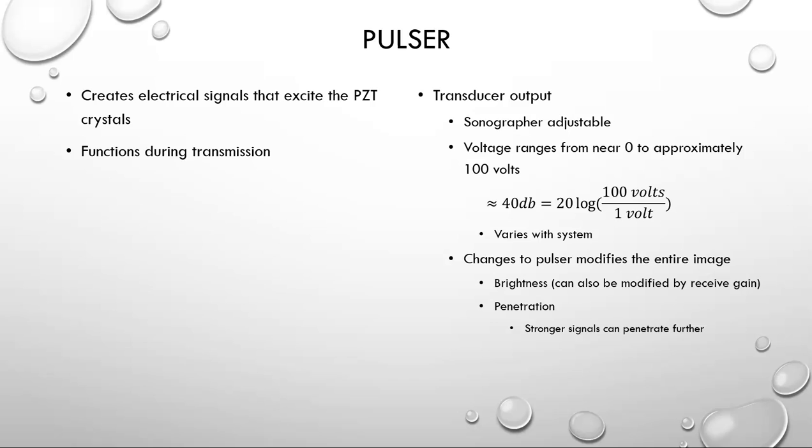Any change that you make to the pulsar, or output power, is going to affect the entire image. Brightness can also be modified by the receive gain, but remember, any change to the pulsar affects the entire image. Penetration results from having stronger signals that can penetrate farther, and so on large people we have to turn up the power in order to make this happen.